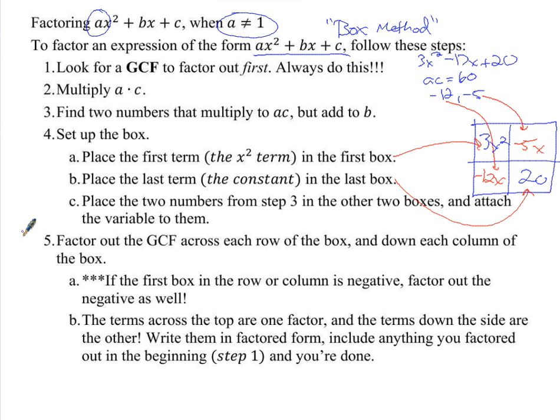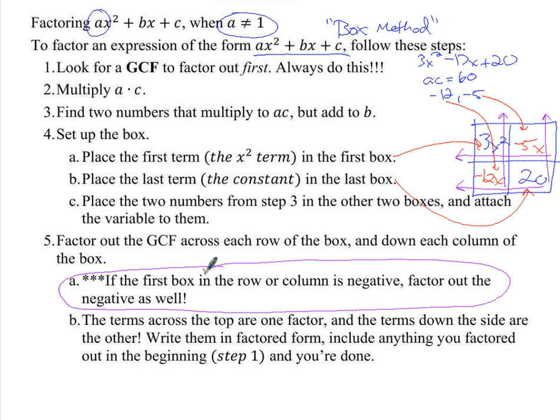Now step 5 says factor out the GCF in each row and each column in the box. So what you're going to do is look at this top row, figure out what the GCF is, and write that GCF right there. Same thing in that bottom row. Write the GCF right there. In that first column, find the GCF of these two boxes and write that answer right there. And in the last column, find the GCF of these two boxes and write that answer right there. So in the end, you'll have a GCF for that first row, a GCF for that second row, a GCF for that first column, a GCF for the second column. That's step 5.